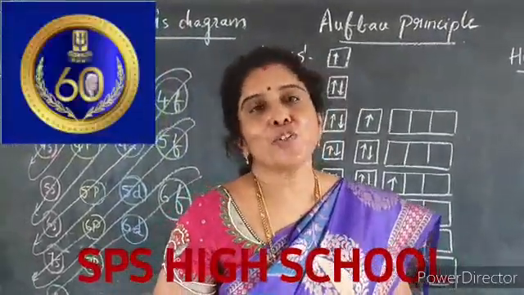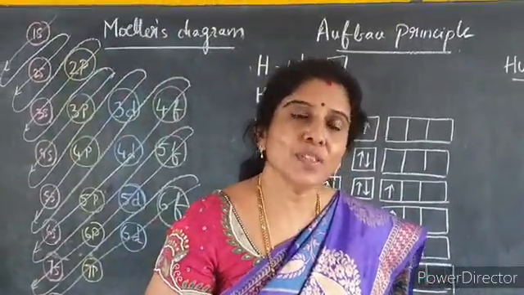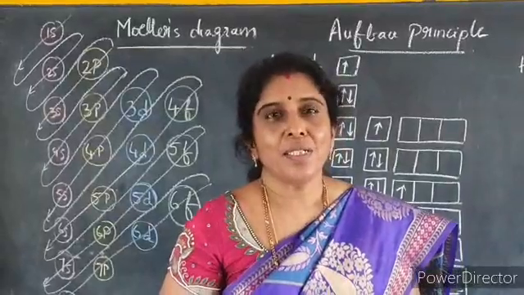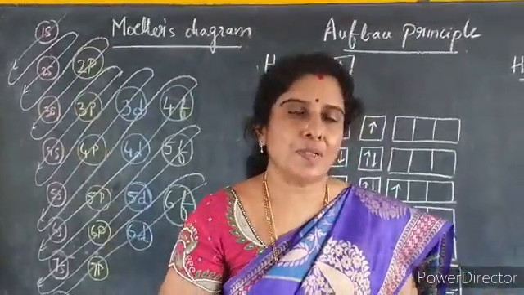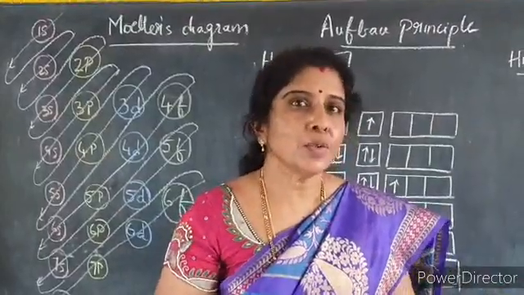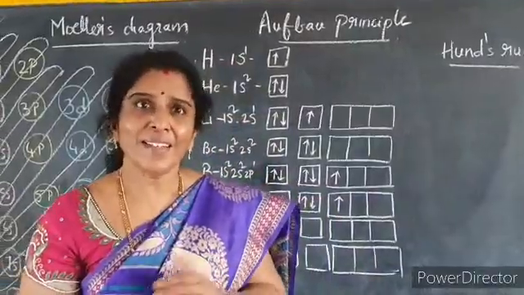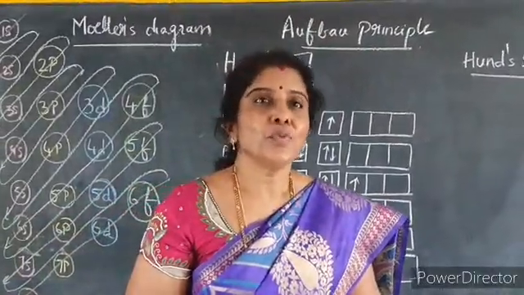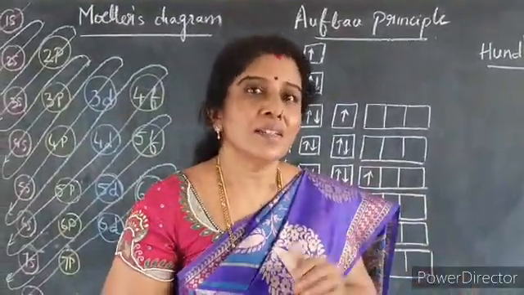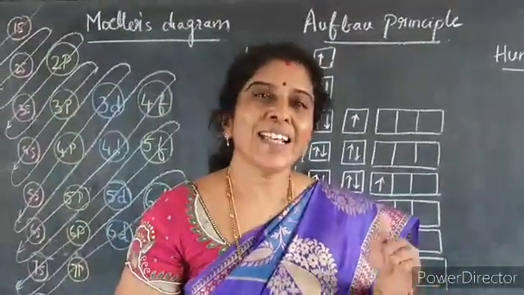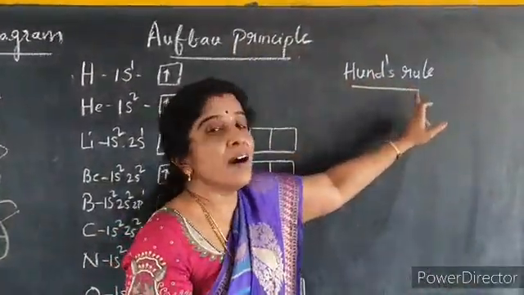So to write the electronic configuration of the elements having more than one electron, we have to follow a set of rules or principles. There are three rules which we need to follow to write the electronic configuration of any element. What are they? One is Pauli exclusion principle, which we have already done in the previous class. The next one, Aufbau principle, and the third rule is Hund's rule.